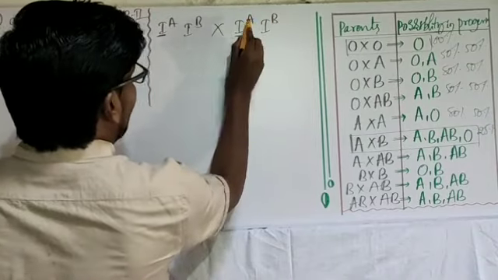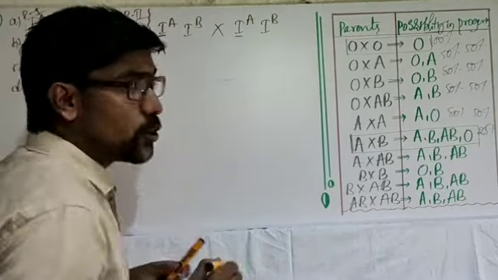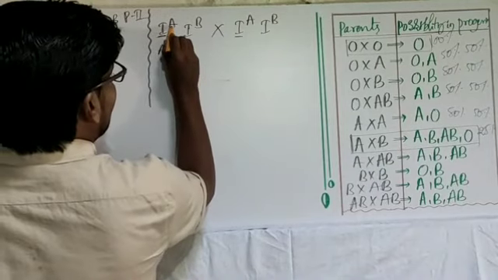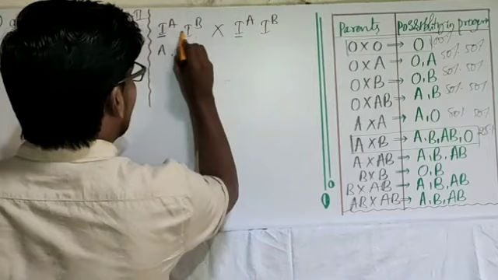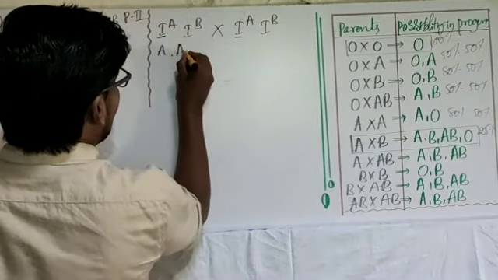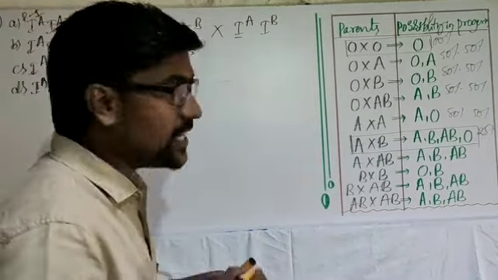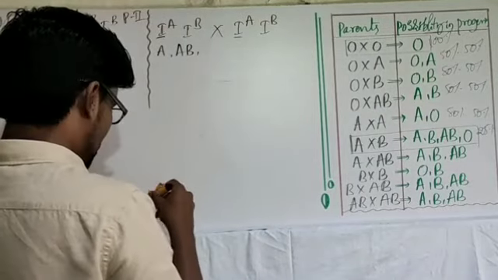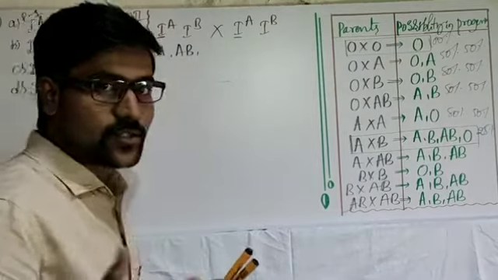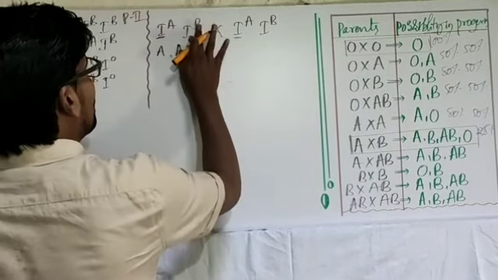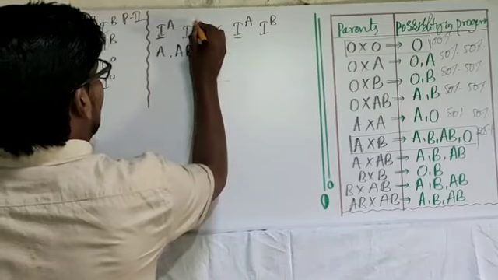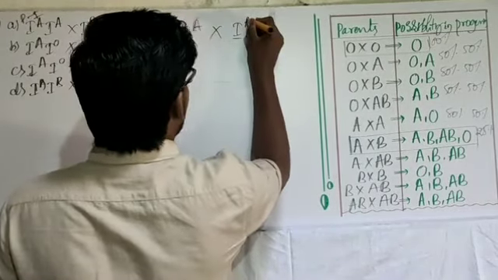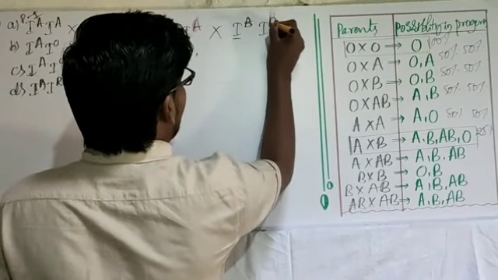A and A. That means A blood group. Right? Next one. A and, so at the second allele, A and B. AB blood group. Right? Then third one. Sorry. This is not IB, this is I as the first option. And this is IB, yes, correct.